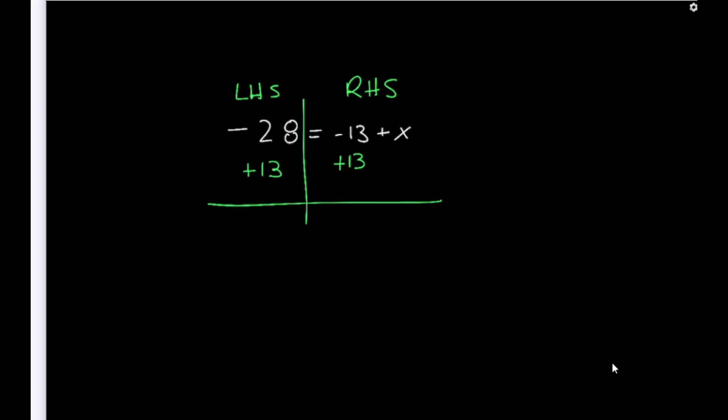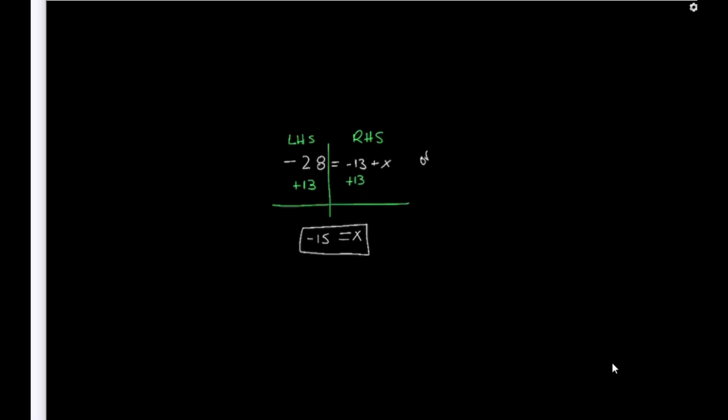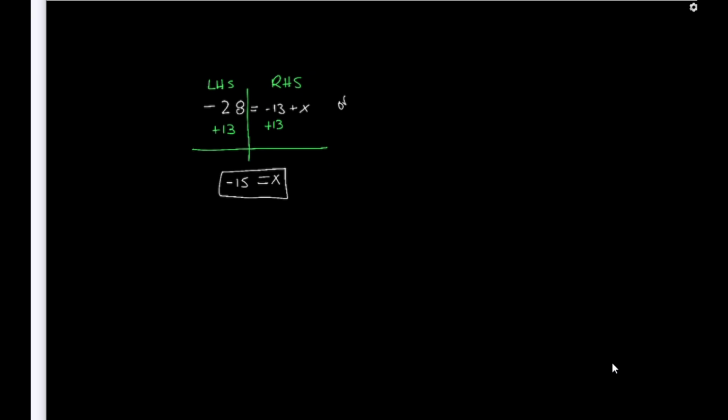My x will come down. So that is going to be x is equal to, and over here on the other side of the equation, I have a negative 28. And I add 13 to that, and that equals a negative 15. Now, I want to show you this a different way, just in case you started a little bit differently. We'll get the same answer either way, but something interesting happens here. If I rewrite this equation as negative 28 is equal to negative 13 plus x.